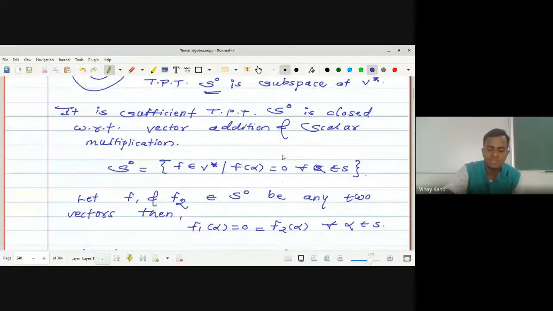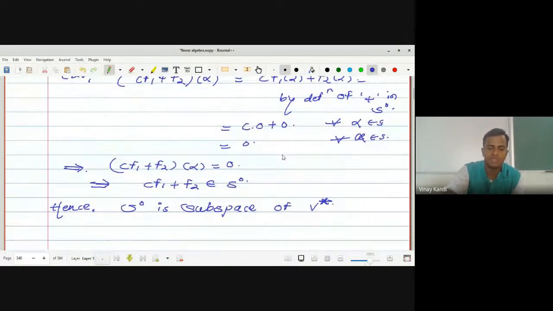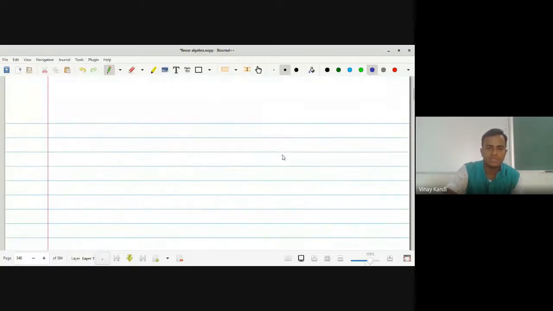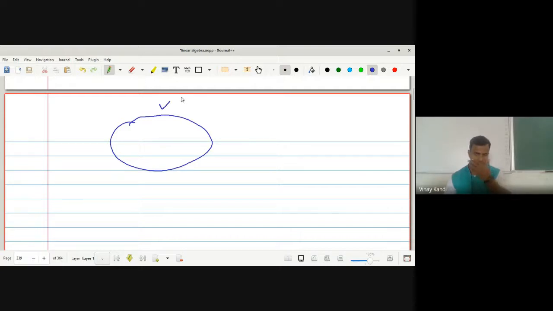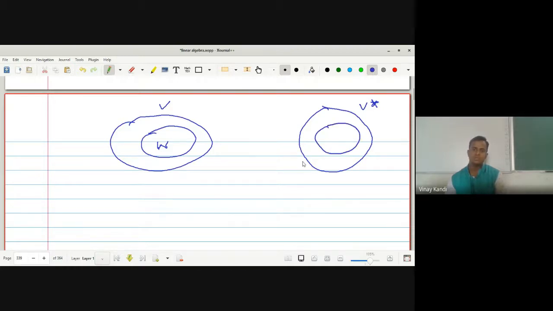Let V be a finite dimensional vector space and W be a subspace of V. Then dimension of W plus dimension of annihilator of W is equal to dimension of V. Okay, suppose this is V and W is a subspace of V, and here this one is V star, collection of those functionals on V which are linear, and this one is annihilator of W, that is collection of those functionals from V star which transform every vector of W to 0.